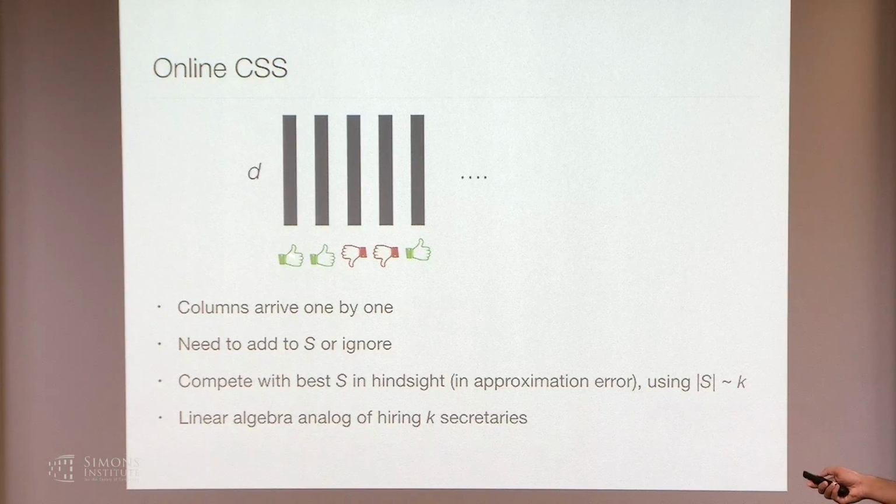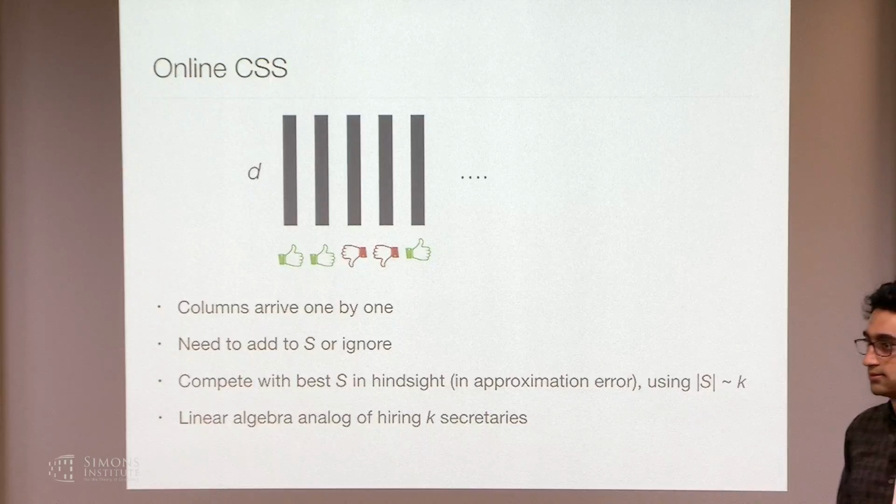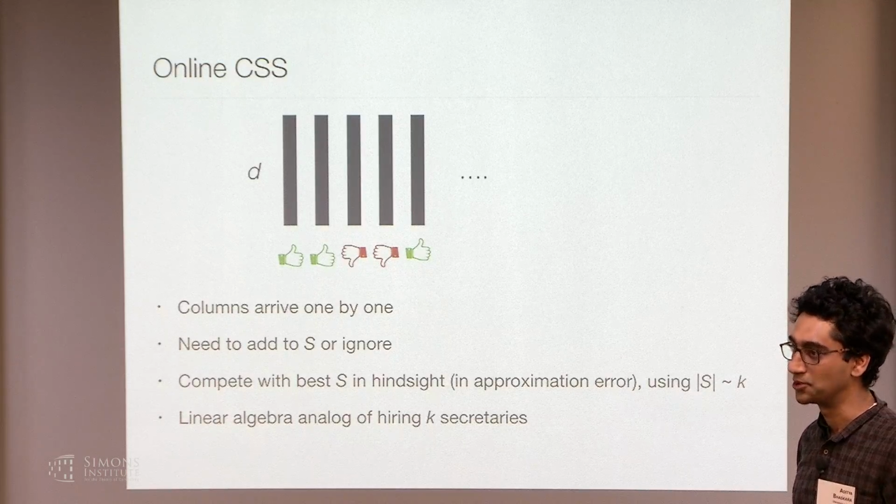So maybe you'll pick the first two, ignore the next two, and so on. We either add it to the set that we are building, or we just ignore it. Your goal is to compete with the best S in hindsight of size k. There's no assumption on column ordering. This is all completely worst case.